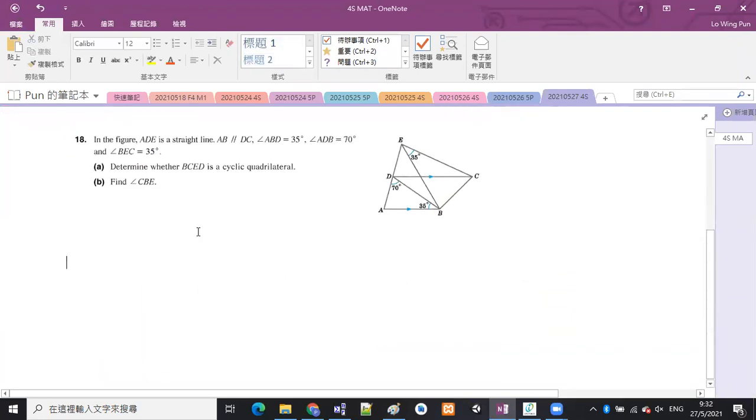Number 18. In the figure, ADE is a straight line, AB is parallel to DC, and we have 35 degrees, 70 degrees, and so on. The question asks you to determine whether BCED is a cyclic quadrilateral. In BCED, the diagonals are drawn for you, so most probably I'm going to use the converse of angles in the same segment to determine whether it is a cyclic quadrilateral or not.